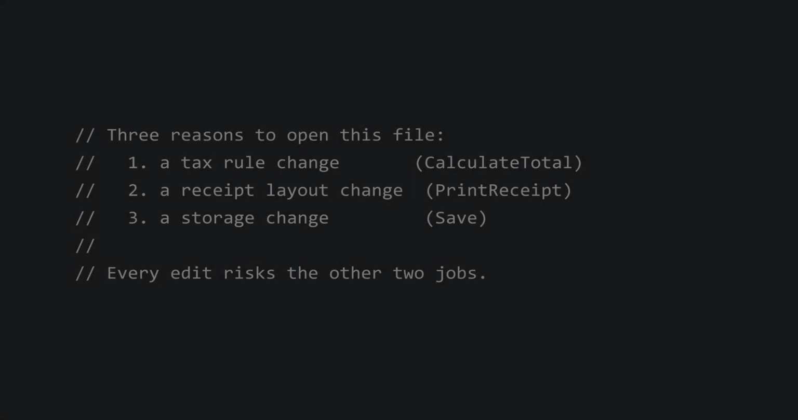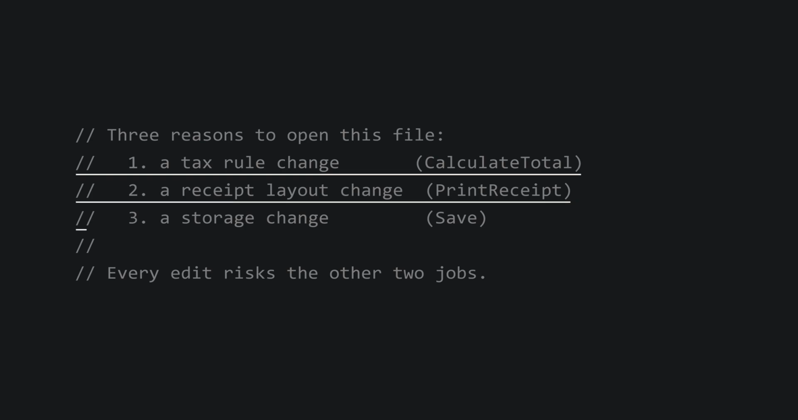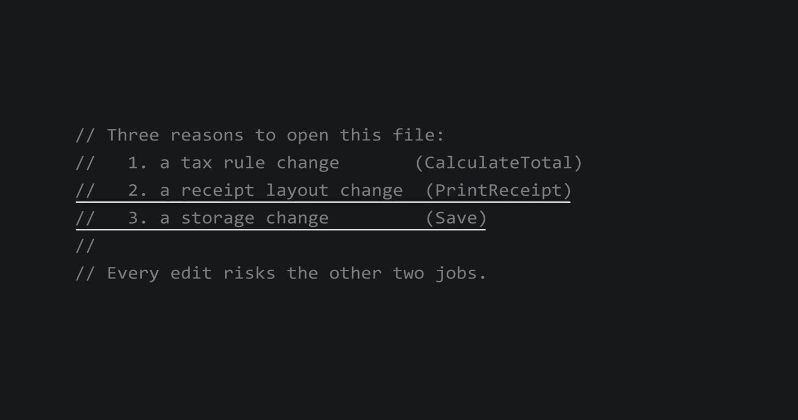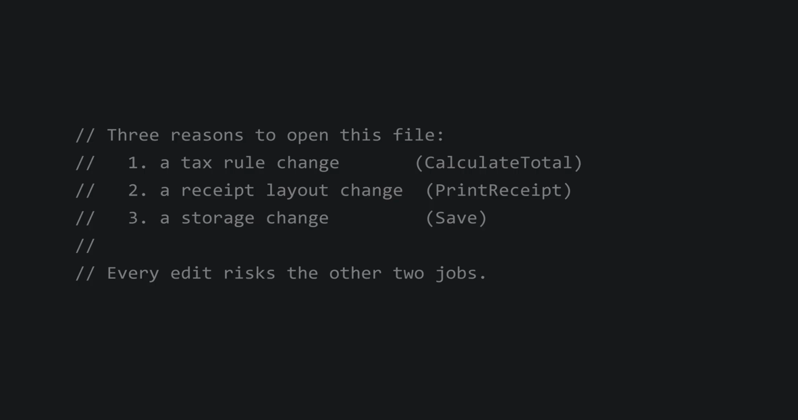Three reasons to open this file: a tax rule change, a receipt layout change, a storage change. Each one is a legitimate reason for someone to edit Invoice, and each edit risks breaking the other 2 jobs the class also does, jobs the editor was not even thinking about.